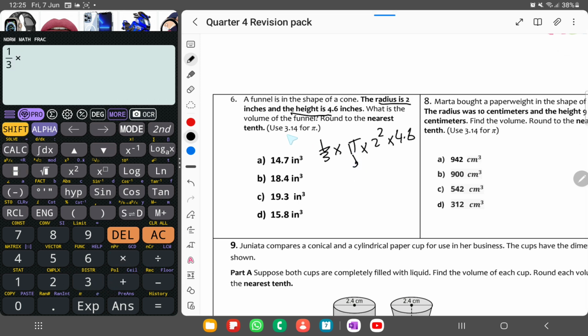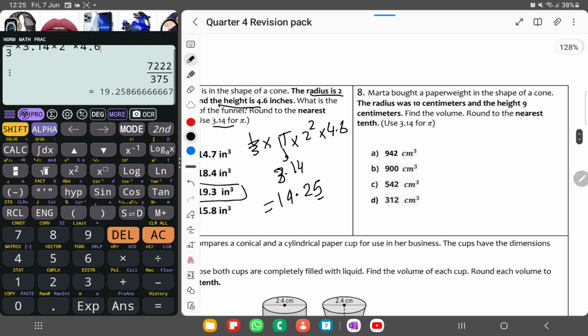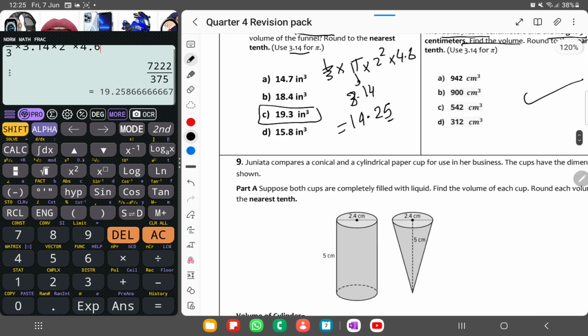This pi here is said 3.14 times radius squared, 2 power 2, times the height, which is 4.6. So it becomes now 19.258. The 5 is strong, it will give 1 to the 2, so it's going to become 19.3 inches cubed. The same idea here. Radius is 10, height is 9. Find the volume of the cone.